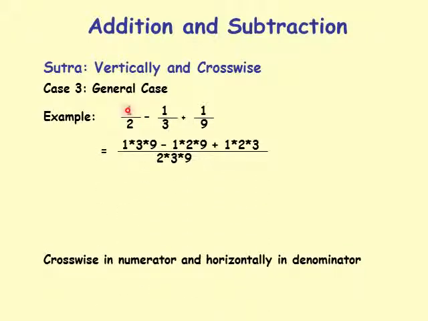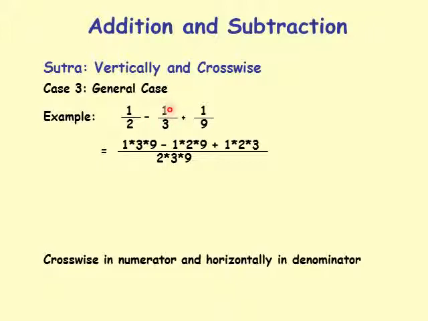Here's a 1 here. 3 is a crosswise term for 1, and 9 is also a crosswise term for 1. So I'm going to multiply 1 by 3 and also by 9: 1 times 3 times 9. This is the crosswise product for this one, and we get the minus here. This minus and this minus match.